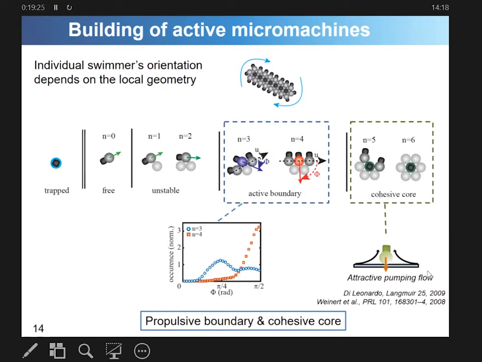So the situation is exactly the same as what you would have if you're in a small boat and you're trying to paddle against a wall. You will just pull the fluid behind you. So here it's the same. You have a swimmer that's trying to paddle against the surface. So it's just pulling the fluid behind it. And it's contributing this way to attracting all the neighboring swimmers, and it's contributing to the cohesion of the overall structure. So what we have in the end is a propulsive boundary here and a cohesive core.